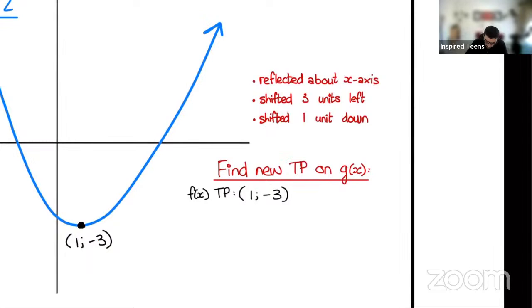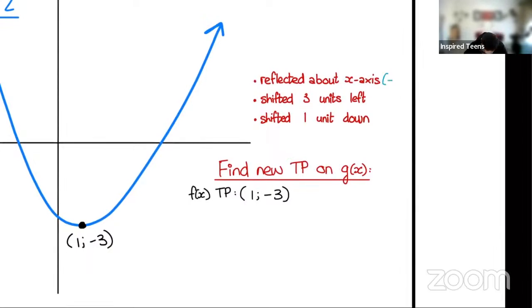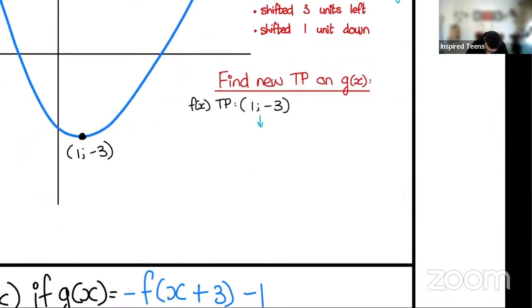Let's reflect about the x-axis. Remember, when you reflect about the x-axis, you make y negative. So that's exactly what we're going to do. To make the first change of negative f of x, we're essentially going to make y negative. So what does negative y become? It becomes 1 and positive 3. That's how we make that change to a specific coordinate.